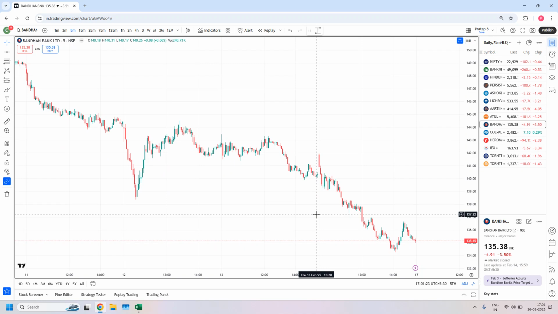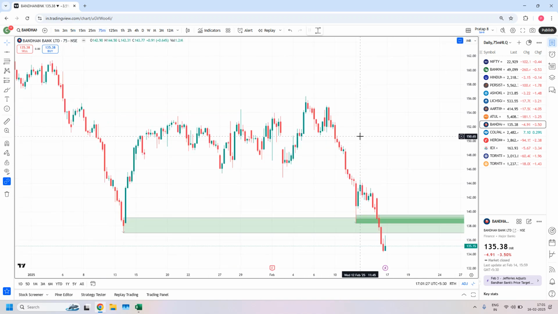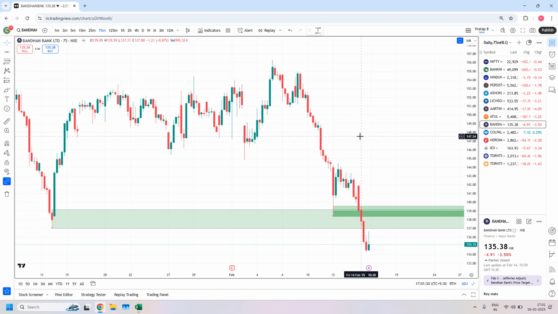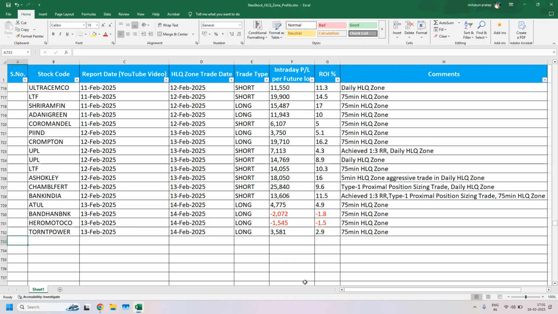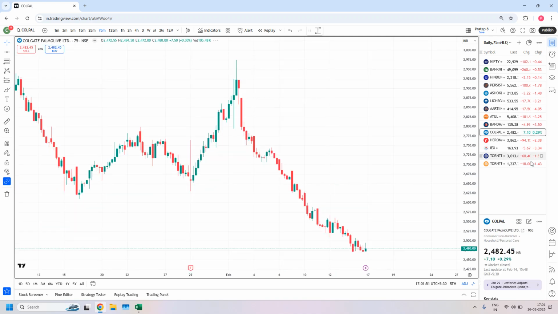Bandhan Bank. This is also a 75 minutes high liquidity zone. Bandhan Bank we already discussed, sorry. So which one we missed? Torrent Pharma, both are discussed, and Colpal. Colpal we did not discuss. This is also a 75 minutes high liquidity zone.